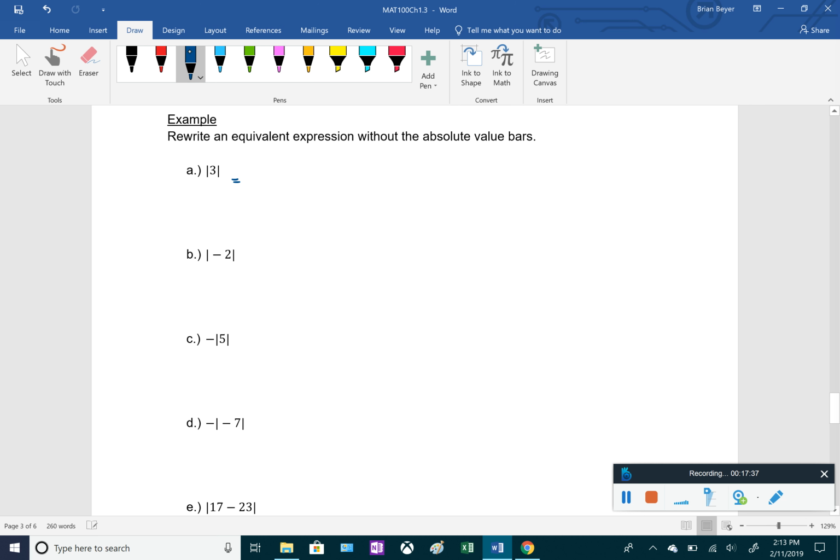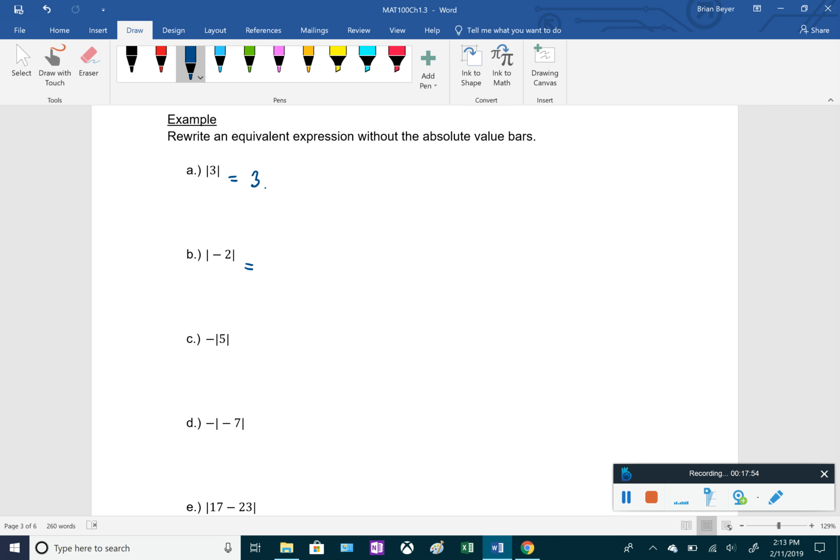So all we have to do is make whatever's inside of there positive. It already is positive, so it's just equal to 3. So what it's technically saying is how far away is 3 from 0 on the number line? It's 3 units away, so the answer is 3.